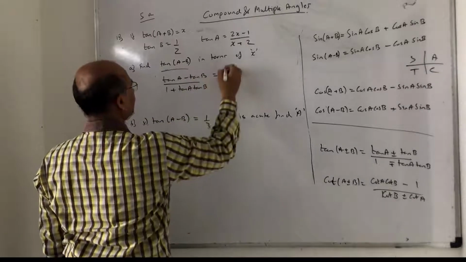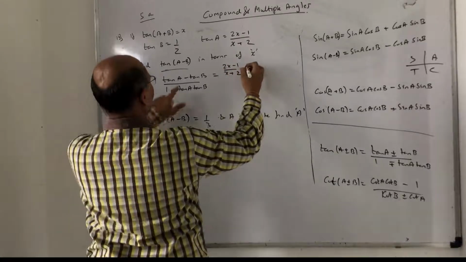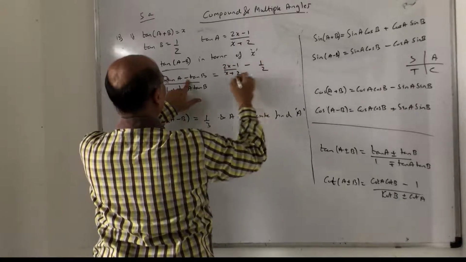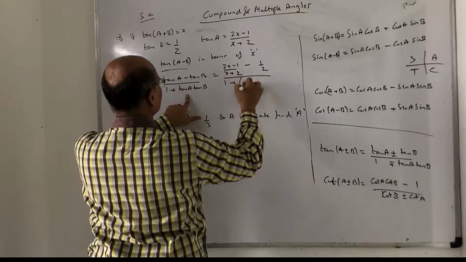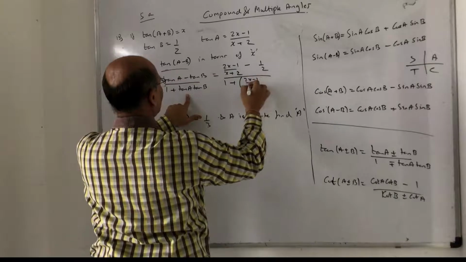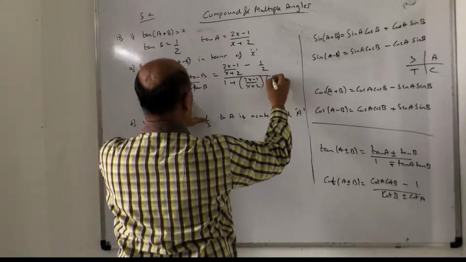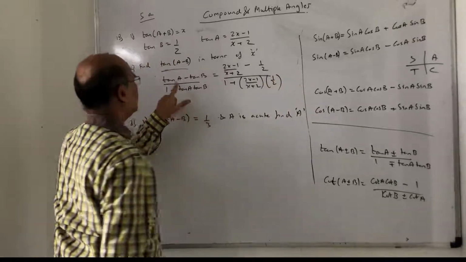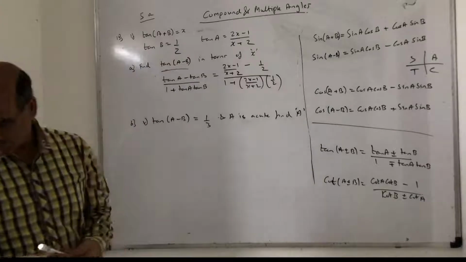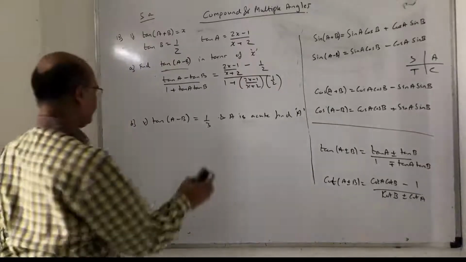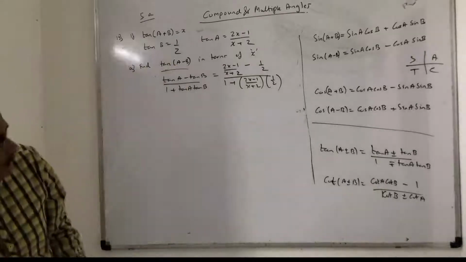Now tan A is already given to you, 2x minus 1 upon x plus 2, minus 1 by 2, upon 1 plus 2x minus 1 upon x plus 2 into 1 by 2, because tan A minus tan B is applied. So basically I have to just work it out now. One second. Let us get the value of it first.